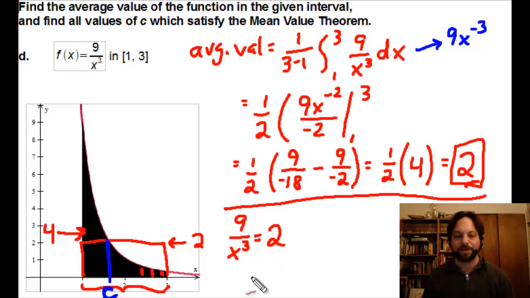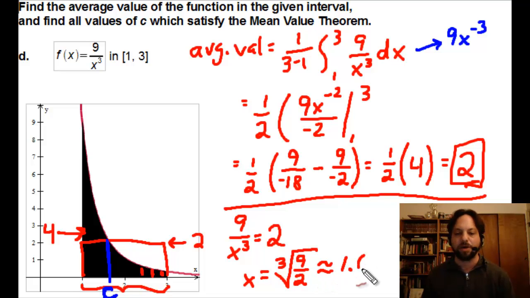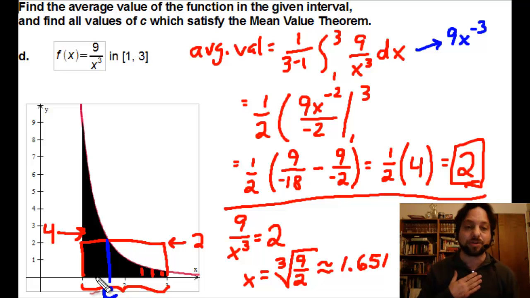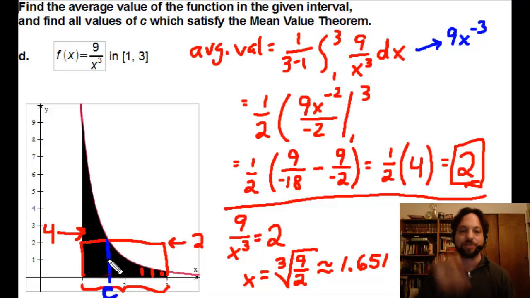Now, I invite you to work this out yourself, but if you do it correctly, what you should get is that x is the cube root of 9 halves. And if we decimalize that, we'll see that this is equal to approximately 1.651. Does that look reasonable for our value of C, 1.651? To me, it certainly does. And it's at that value, x equals 1.651, that we're going to find our rectangle that has a height of 2. That's our average rectangle, and that is our mean value, the cube root of 9 halves.